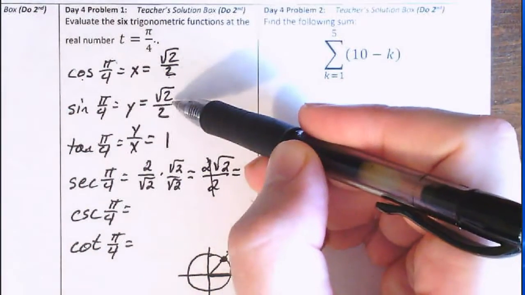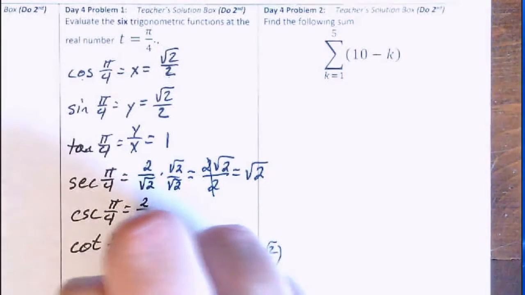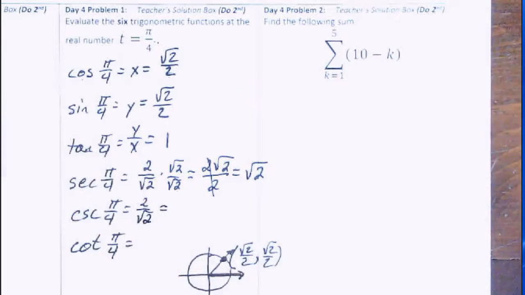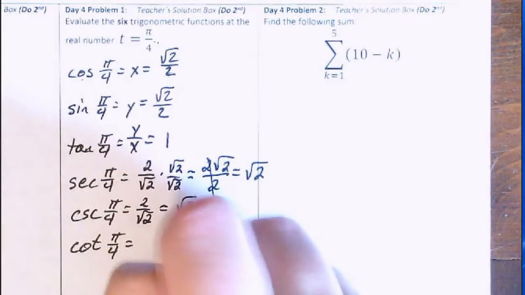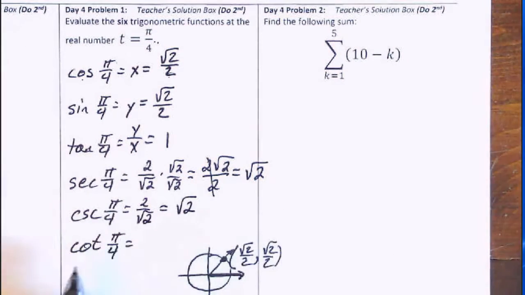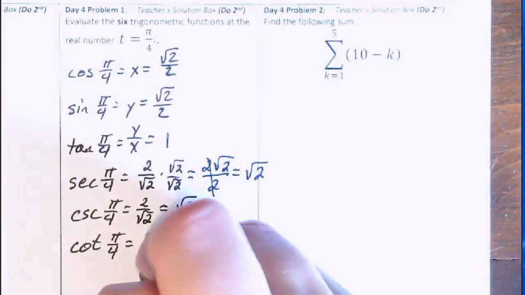That's the reciprocal of sine. But when you flip that upside down, that again is the 2 over square root of 2 situation that we just had. So remember how that worked out to the final result of the square root of 2? And then last we have cotangent. That's the reciprocal of tangent. The reciprocal of 1 is still 1.